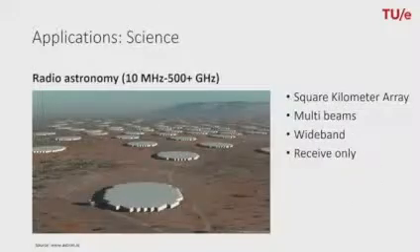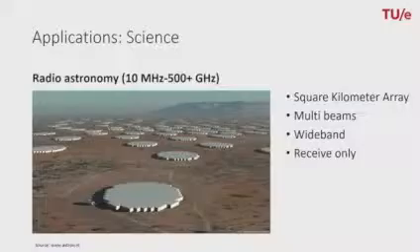Another application domain involves scientific instrumentation. A nice example, of course, is radio astronomy, where a lot of facilities are already available operating at frequencies from 10 megahertz up to 500 gigahertz. A nice example of a system which is currently being built in South Africa and in Australia is the Square Kilometre Array. An artist's impression of this system is provided here.